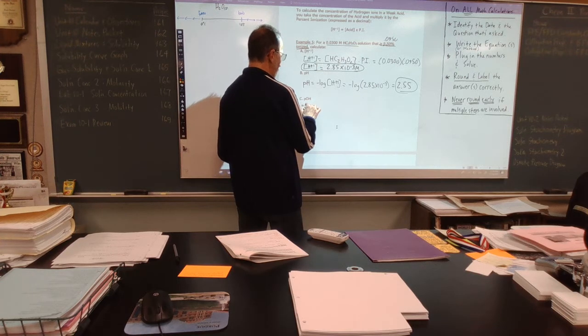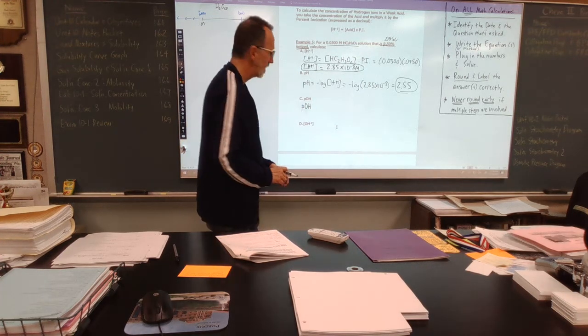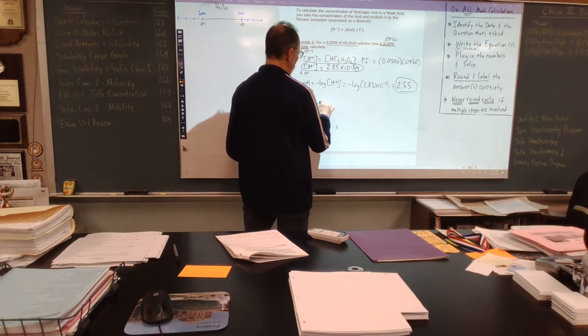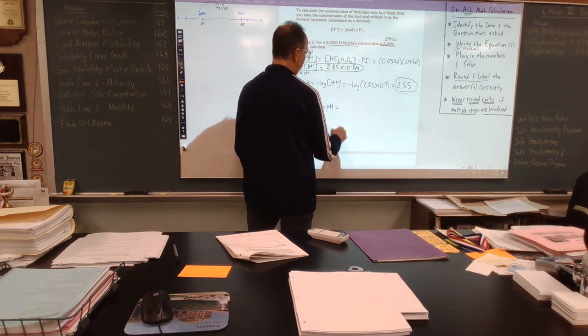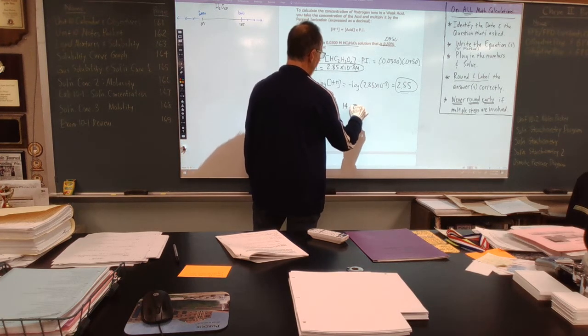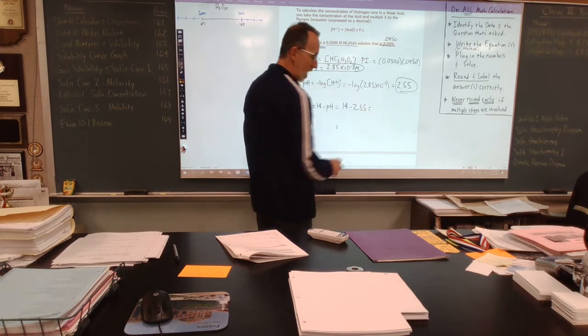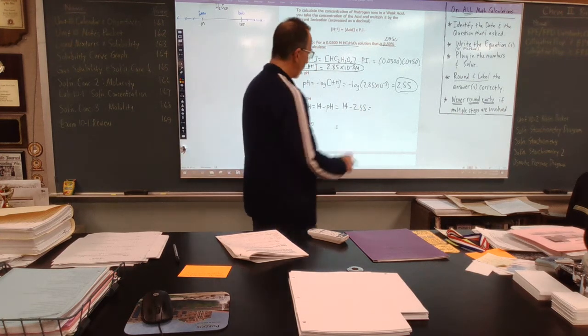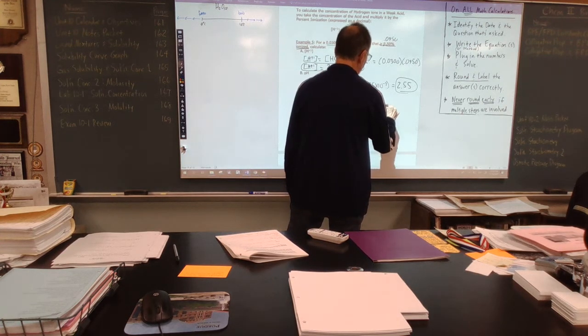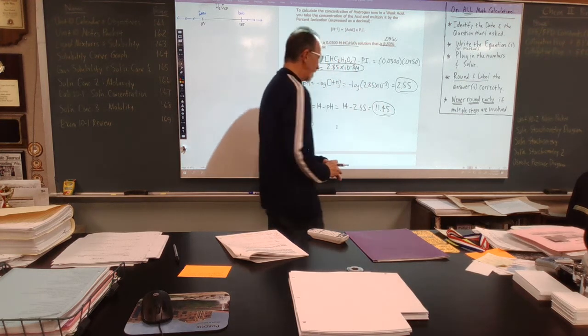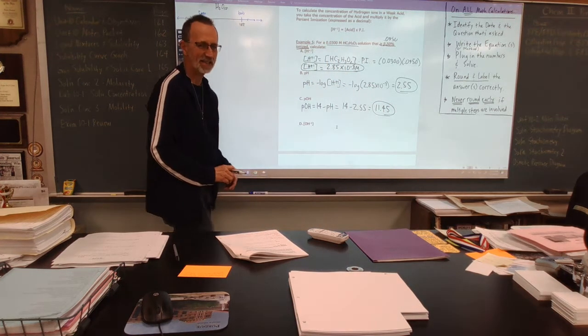pOH. Remember, pOH and pH add up to 14. So the pOH would be 14 minus the pH, 14 minus 2.55, which would be 11.45. Again, we keep our 2 decimal places because this 14 is a constant.